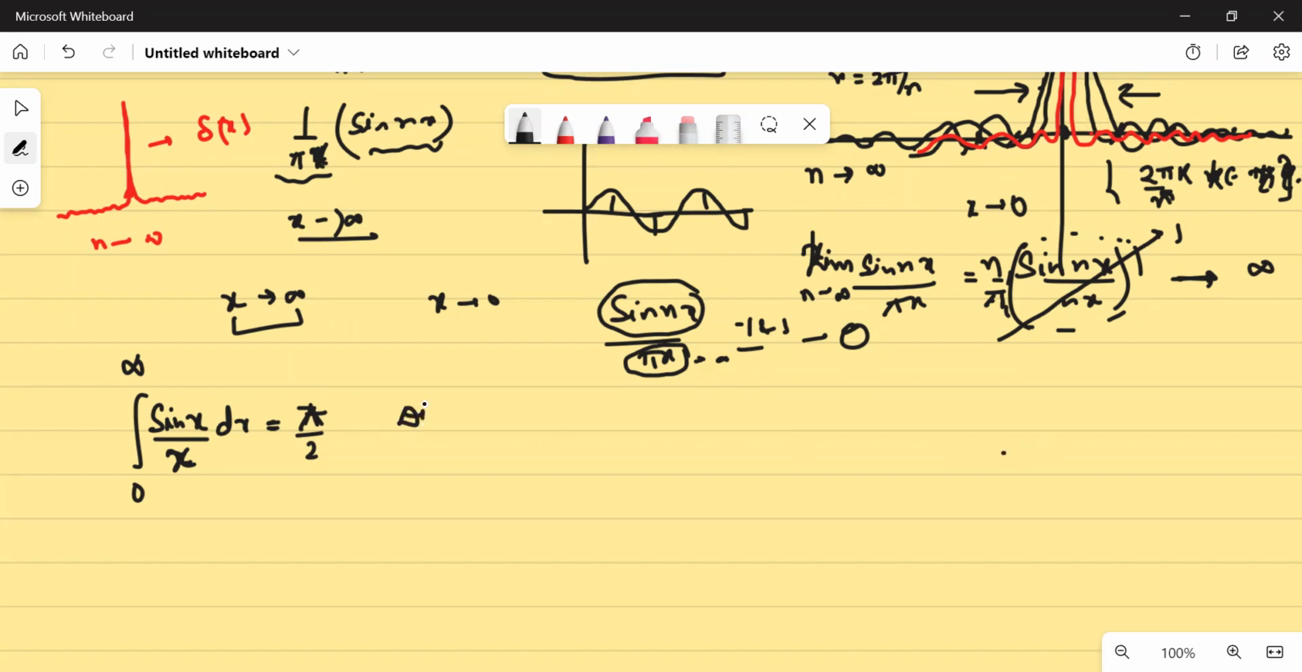Okay. So this is a Dirichlet integral, and all these functions, all these things would require me to actually teach you generalized functions.